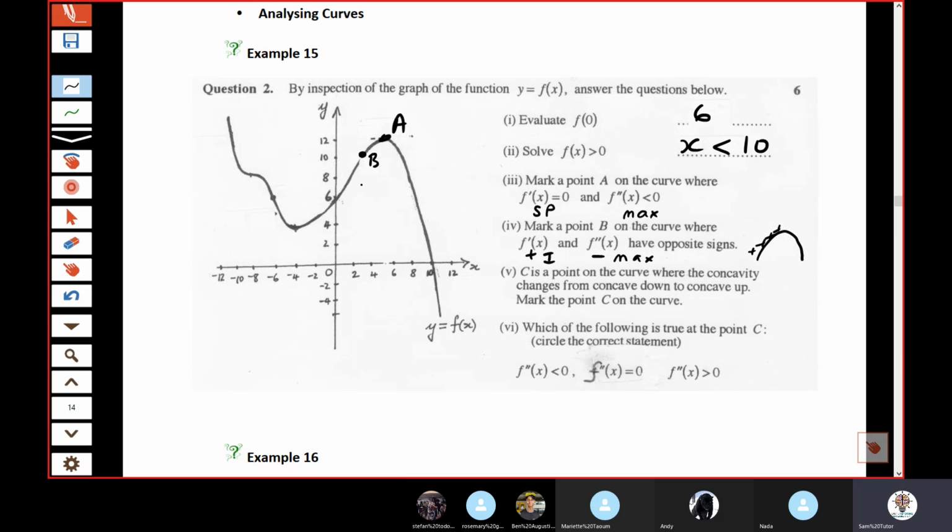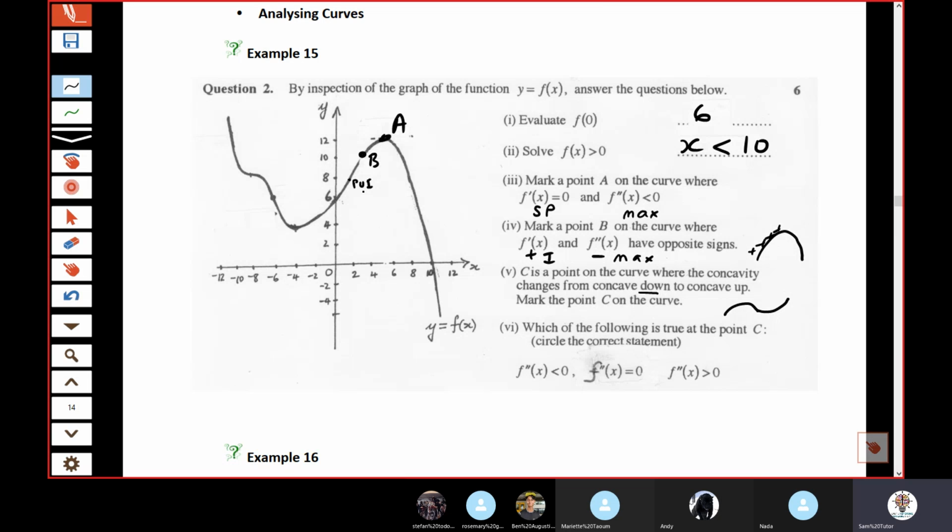And it's a maximum. This bit here is a minimum, by the way. Can you see it? And that looks like a point of inflection somewhere there. Point of inflection. All right. C is a point on the curve where the concavity changes from concave down to concave up. Mark the point C. All right, from down to up. This is from concave up to down.